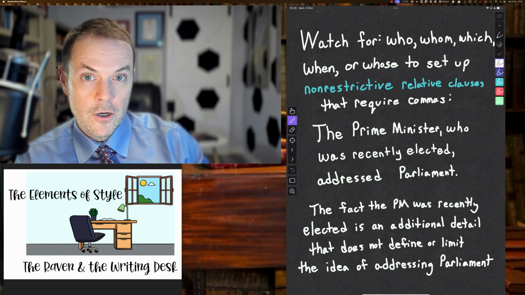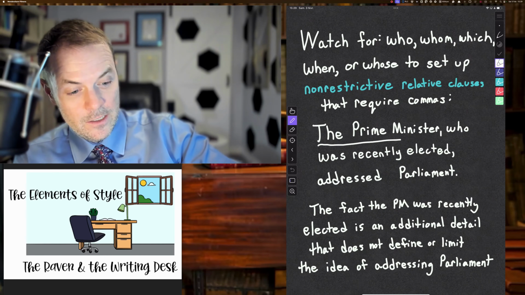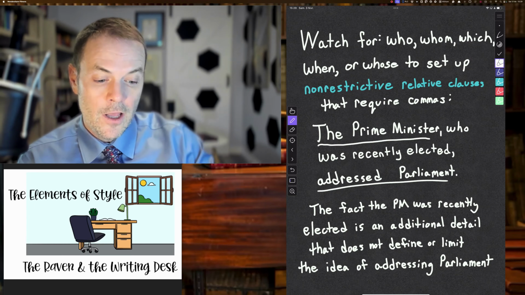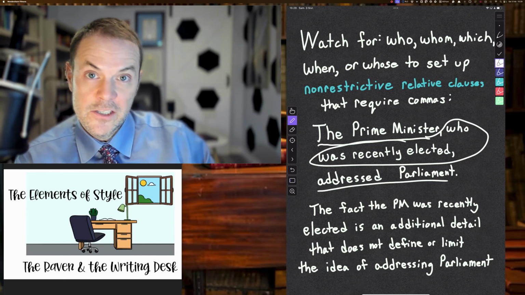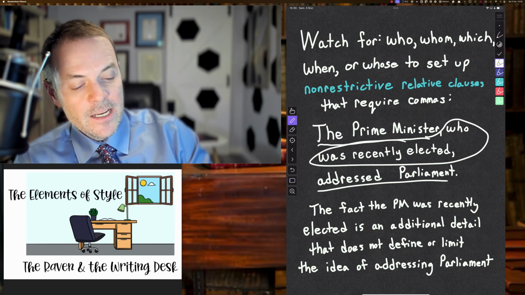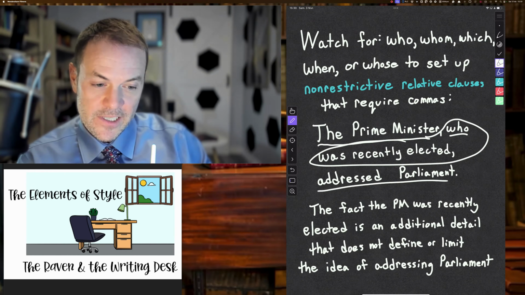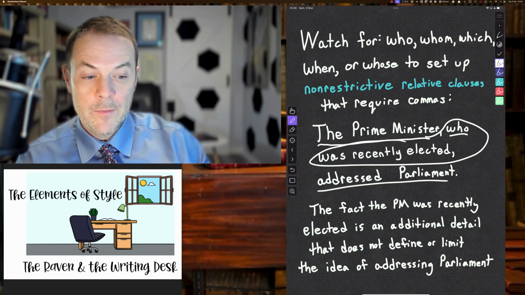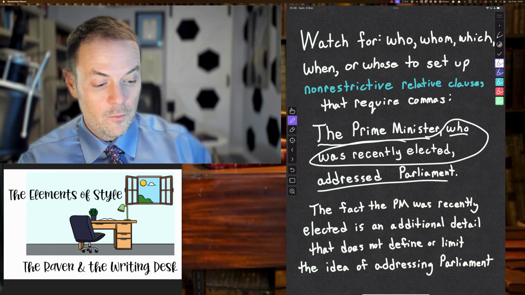The Prime Minister, who was recently elected, addressed Parliament. The main idea is the Prime Minister addressed Parliament. I want to add in this extra detail about that, how he was recently elected. It's not unimportant, it's just, in this particular sentence, additional information. When that information within a sentence begins with the word who, that should indicate to myself that it's parenthetic, and I'm going to need a pair of commas. So remember those words, who, whom, which, when, or whose, when you are doing your writing.